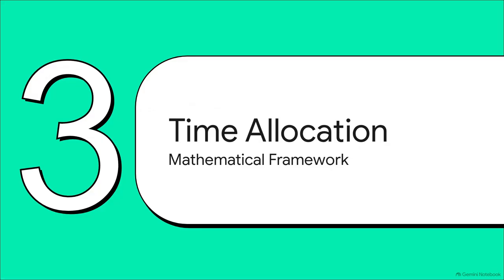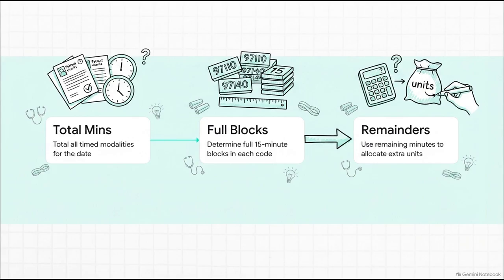Now for Section 3, step-by-step time allocation, the mathematical framework. Let's make this actionable. So we know the overall thresholds now, but let's be real, clinical life is rarely just a single isolated service. We have all stared at a chart, scratching our heads, wondering where exactly that extra minute goes. How do we legally assign units to specific codes when multiple different timed services happen in one visit? I'm going to give you a foolproof 3-step method to organize your math and allocate your units with absolute precision.